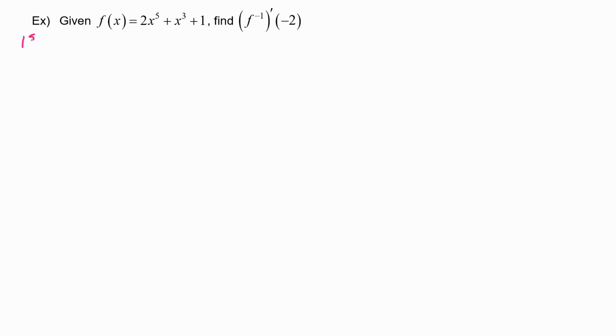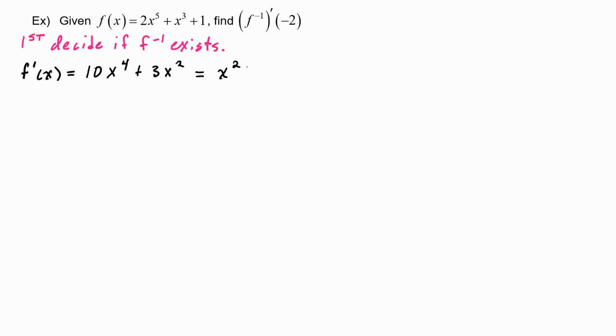Now first, we have to decide if f inverse exists. Because if it doesn't, we would stop right there and say we can't do it. So we learned a technique where we can look at the derivative and decide if f of x is monotonic increasing or monotonic decreasing, and if it is, then we know it's 1 to 1 and f inverse would exist. So f prime of x is equal to 10x to the fourth plus 3x squared. I can factor out an x squared, and we would have left 10x squared plus 3.